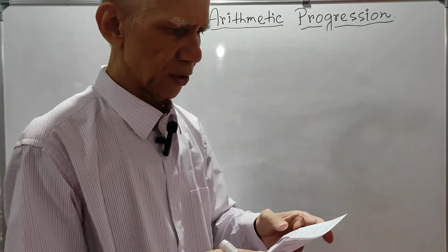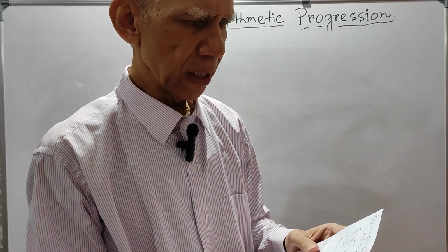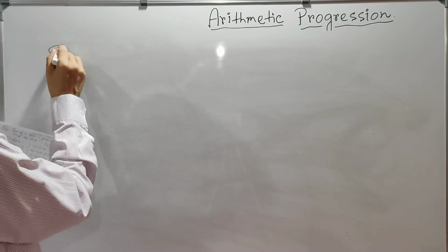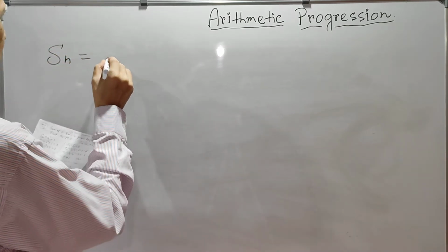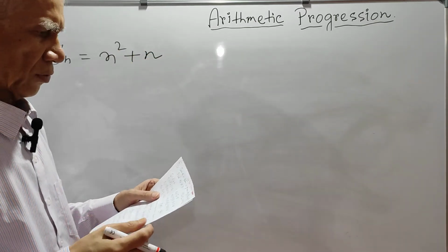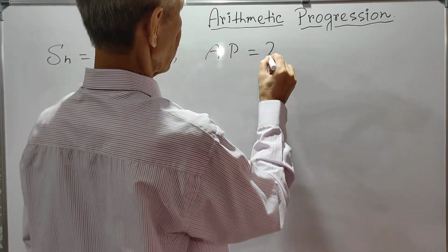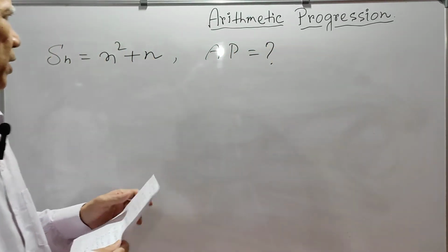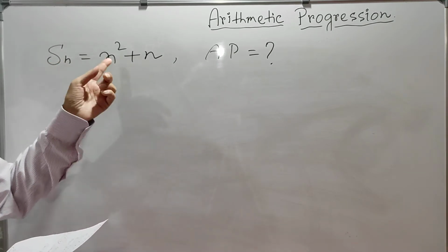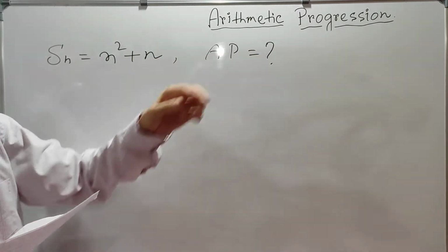Now the third question is this. The sum of n terms of an AP is given by n square plus n. Find the AP. So the question is: the sum of n terms of an AP is given by the expression n square plus n, and you have to find the AP.